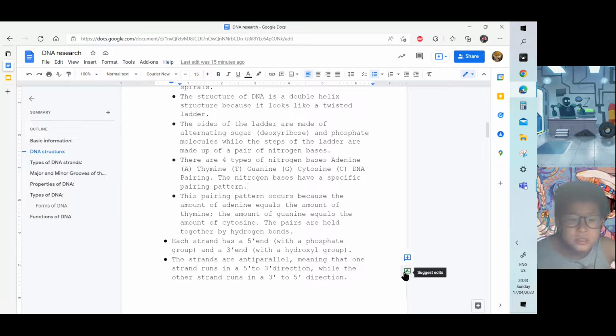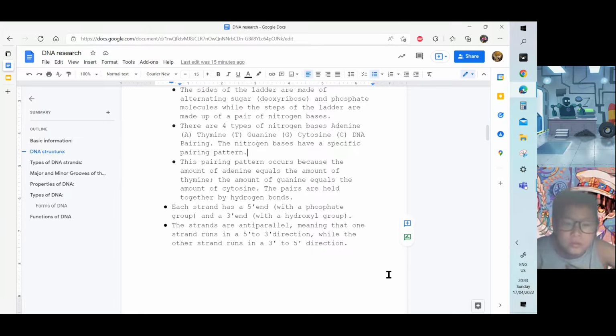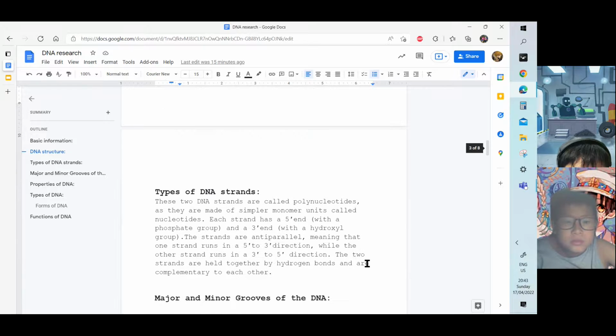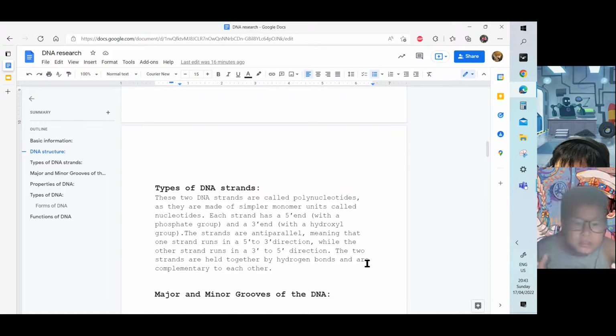Each strand has a 5' end with a phosphate group and a 3' end with a hydroxyl group. The strands are antiparallel, meaning that one strand runs in a 5' to 3' direction while the other strand runs in a 3' to 5' direction. These are types of the DNA strands.